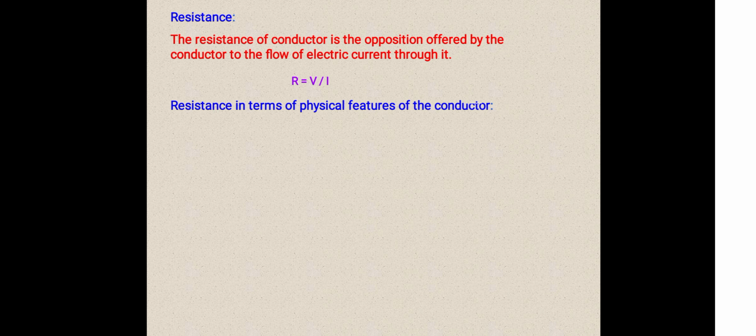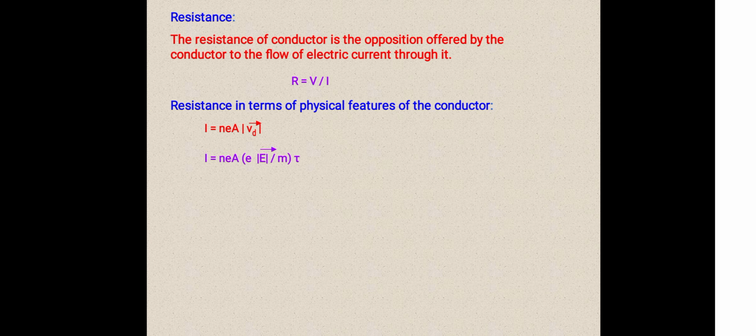According to Ohm's law, R equals V by I. So it is equal to the ratio of the potential difference applied across the conductor to the current flowing through it. So the unit of resistance is the ohm. 1 ohm equals 1 volt by 1 ampere.